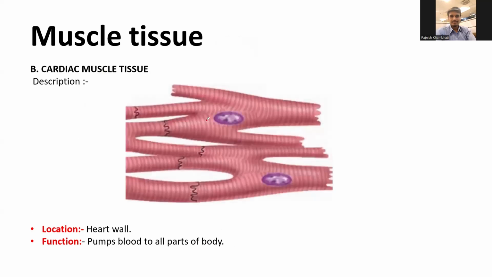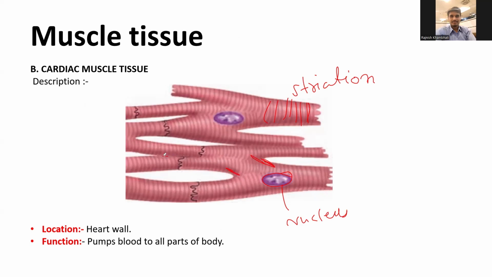Let me show you the diagram. You can see this is the diagram. What do you see? Observe very carefully. You can see dark band, light band, dark, light, dark, light. So this is striation. Then a centrally located single nucleus. And they are branched. You can see they are connected like this.